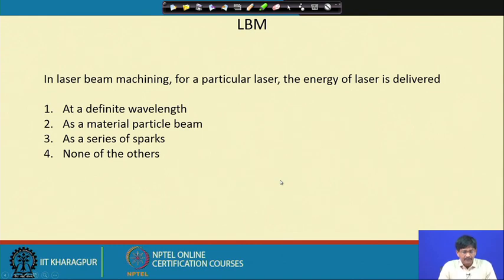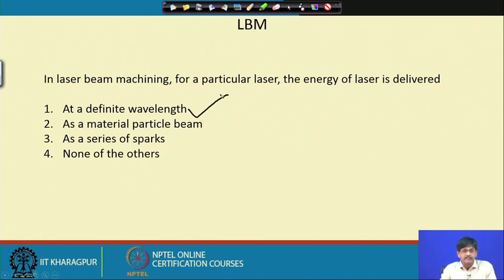Laser beam machining. In laser beam machining, for a particular laser, the energy of laser is delivered at a definite wavelength, as a material particle beam, as a series of sparks, none of the others. So, first of all, at a definite wavelength: lasers always correspond to a definite wavelength or maybe a mixture of two wavelengths like that, but in general the concept is at a definite wavelength. So, this first one is correct. We will term this as correct.